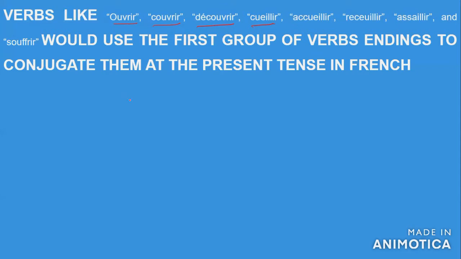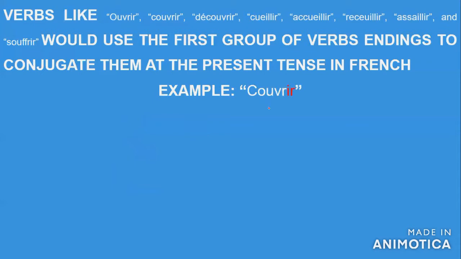These verbs are going to use the same endings as the first group of verbs. Remember, this first group of verb endings are E, ES, E, ONS, EZ, and ENT. They are going to use the same exact format to conjugate them. Let's take a look.